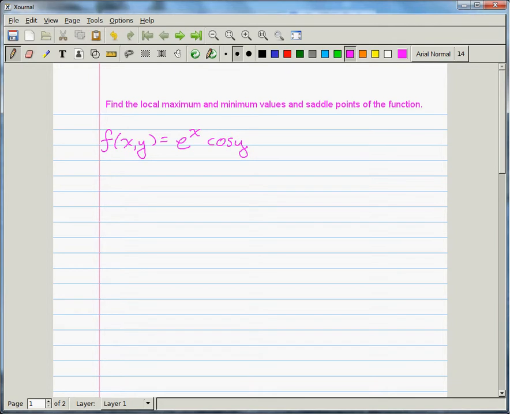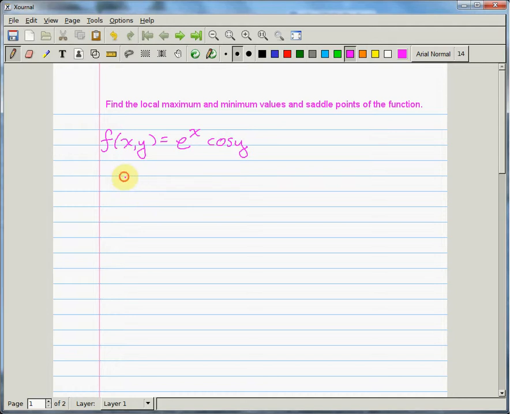This question is about finding maxima and minima in a multivariate setting. So it's just like calculus 1, where you take the derivative, set it equal to 0, and solve. Except now we have partial derivatives instead of derivatives, but we're just going to take the partial derivatives and set those equal to 0 and then solve the resulting system of equations.